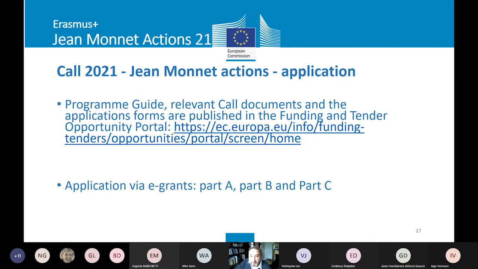So now, to apply, all is done with this website, the Funding and Tender Opportunities Portal. This portal is at disposition of most of the projects and most of the calls for proposals and calls for tenders of the European Commission. So even for agriculture, for justice, and so on, all is done via this platform. It's a huge platform.